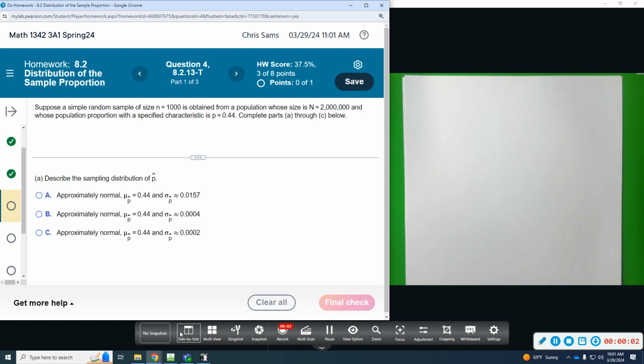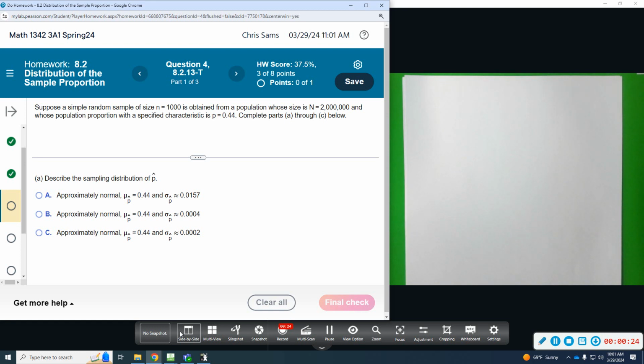All right, problem number 4, got 3 parts. It says, suppose a simple random sample of size n equals 1,000 is obtained from a population whose size, big N, is 2 million, and whose population proportion with a specified characteristic is 0.44. We're going to complete parts A through C.